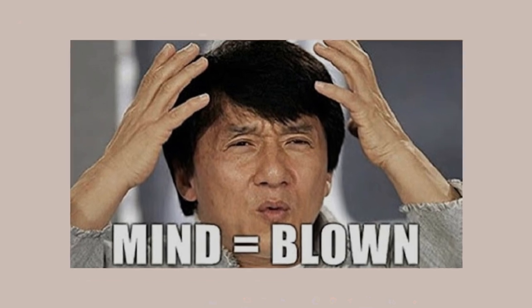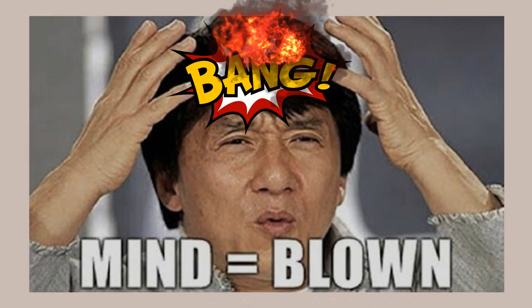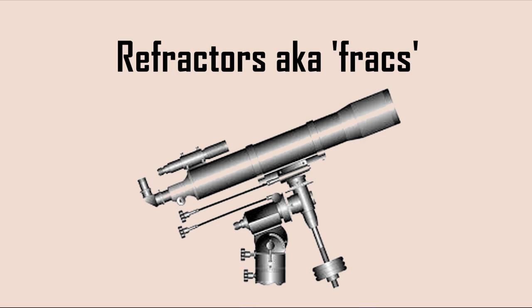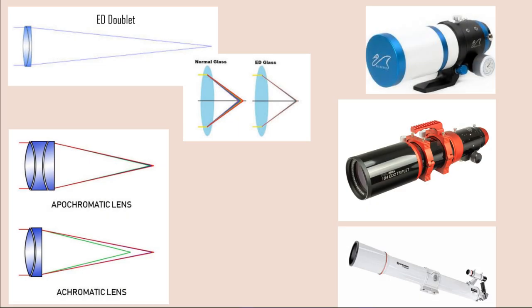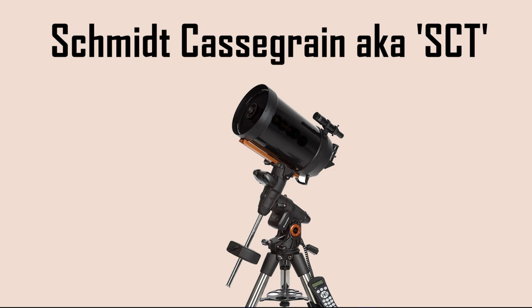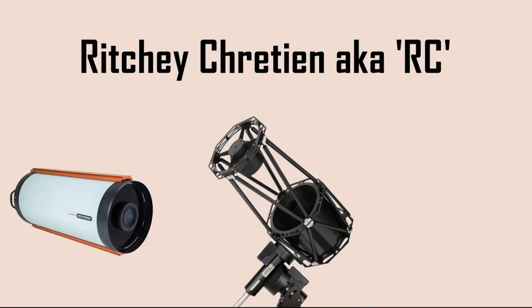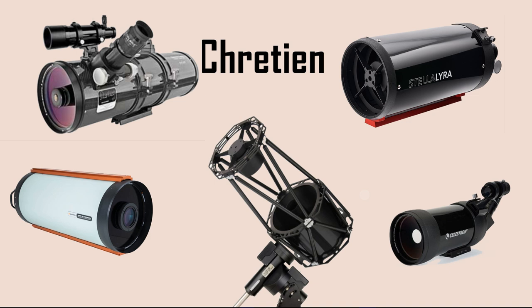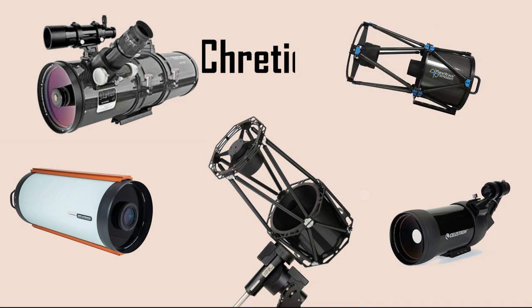As you probably discovered by now, there's a mind-boggling array of different types of telescopes to choose from. There's refractors, also known as fracs, including achromats, ED doublets and apochromatic triplets. There's Newtonian reflectors, aka newts, I think they're called. Schmidt-Cassegrain, aka SCTs, Ritchey-Chrétiens, aka RCs, Rowe-Ackermann Astrographs, RASAs, Maksutov-Cassegrains, aka Maks, Classical Cassegrains, Maksutov-Newtonians, Dall-Kirkham, the list kind of goes on really.